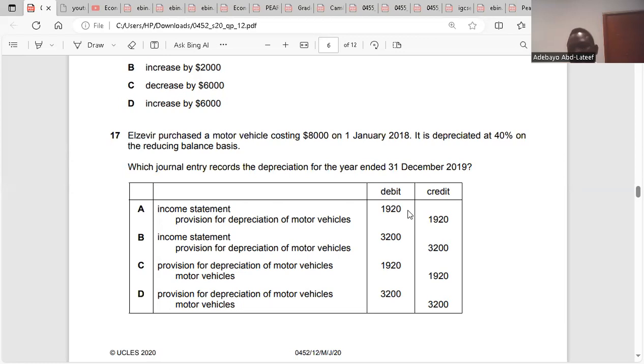The cost is 8,000. Depreciation is 40%. So in the first year, that's 2018, it will be 3,200. So reducing balance method would be 40% of 8,000, which is 3,200. 8,000 minus 3,200 is 4,800. So in our income statement, 40% of 4,800 will be recorded, which is 1,920. So our income statement will have 1,920 as a debit, and the provision for depreciation, we have 1,920 as credit. Is it clear? Yes. Great. Question 18.